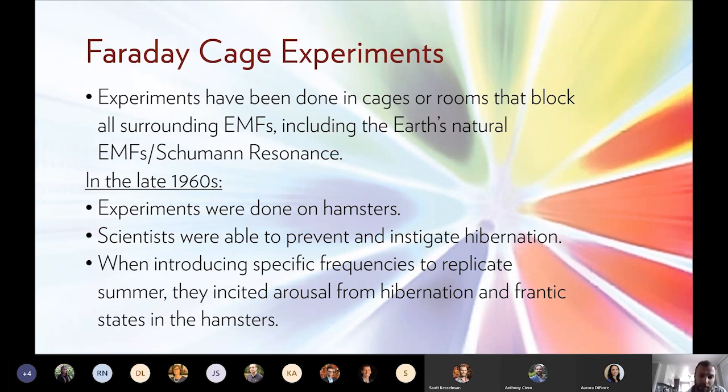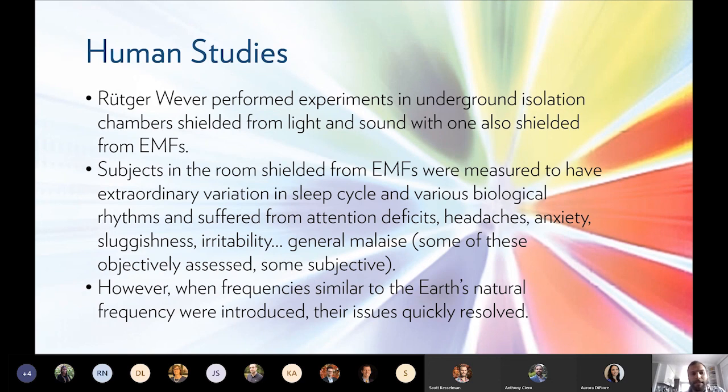basically wake the hamsters up on command. And when they introduced specific frequencies to replicate summer, the hamsters woke up and ran around like crazy, like they had to prepare for something. Pretty interesting stuff.